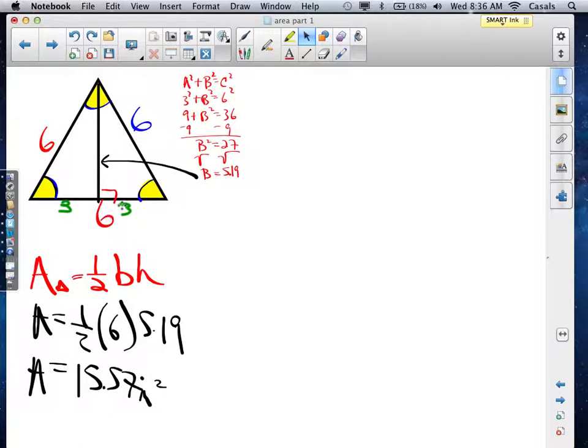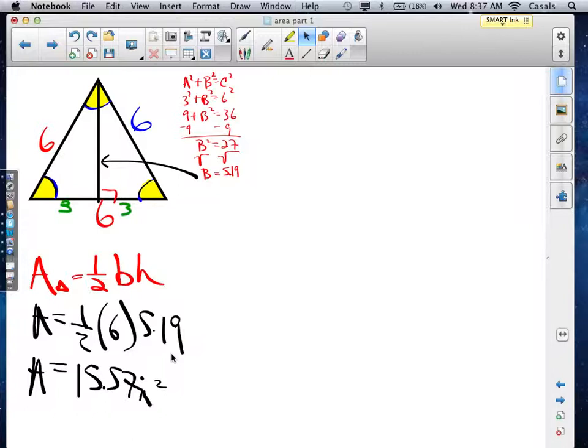What is the base? 6. Don't confuse it with the 3. We did that to find the Pythagorean theorem, but we're looking for the area of the whole triangle. So it's half the base, which is 6, times the height that we found, which is 5.19. When I plug those all in, I get 15.57. So the area of this triangle here is 15.57 inches squared, or centimeters squared, whatever the units are.